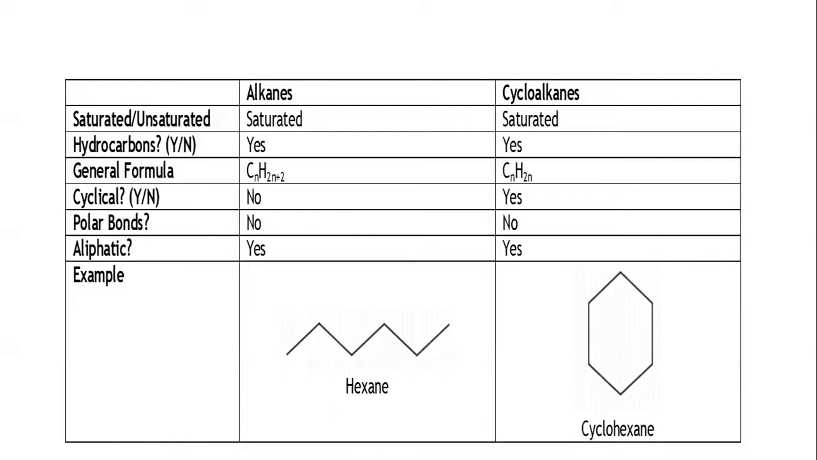Obviously, we don't refer to a straight chain as cyclical, whereas a cycloalkane, we do refer to it as cyclical, which just means ring. Neither of them have polar bonds. We will explain that in more detail at another time. They are both considered aliphatic. Why are they considered aliphatic? Speak your answer to the screen now. They are considered aliphatic because they don't contain a benzene ring. While the cyclohexane is a ring structure, it's not a benzene ring. A benzene ring would have a circle drawn inside. This one is missing that.